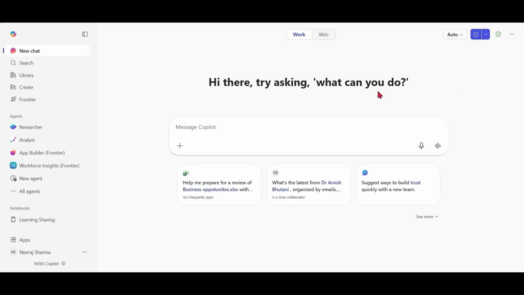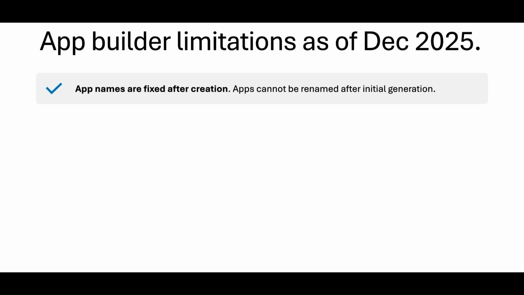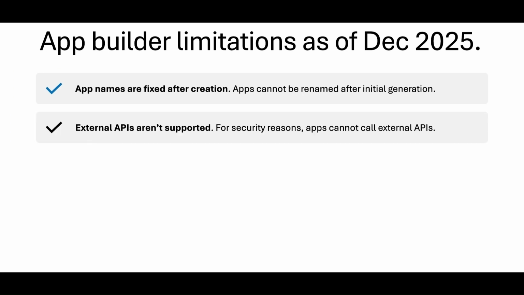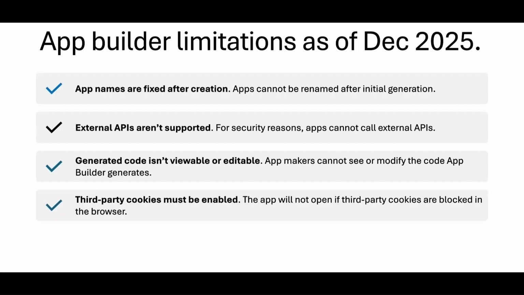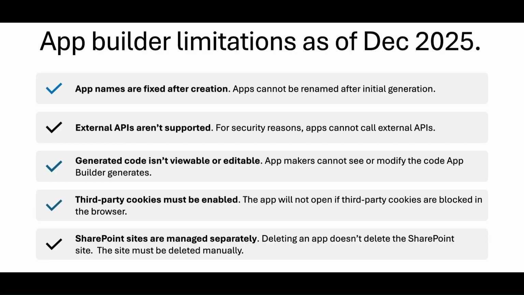So far we have learned how to create an application using App Builder by using natural language prompts from scratch or based on an Excel file format. There are also some limitations as of now, which may be eliminated in coming months. These are: app names are fixed after creation, external APIs are not supported, generated code is not editable, third-party cookies must be enabled, and SharePoint sites are managed separately. Even if you delete the app, it does not delete the SharePoint site. That must be deleted manually.